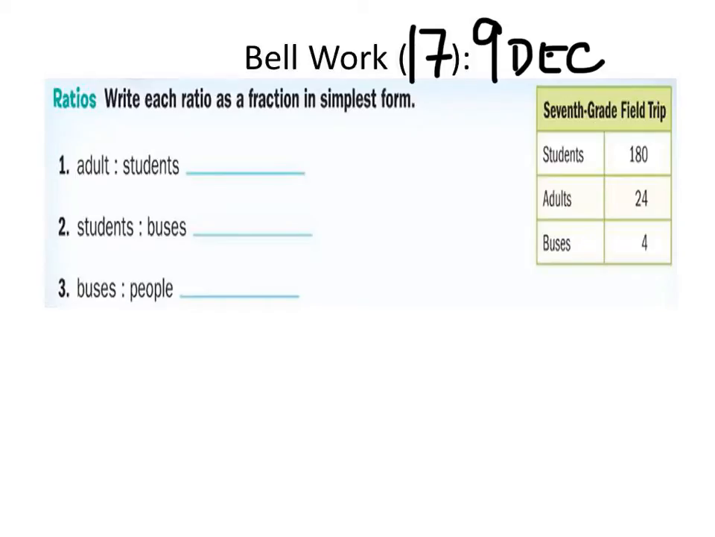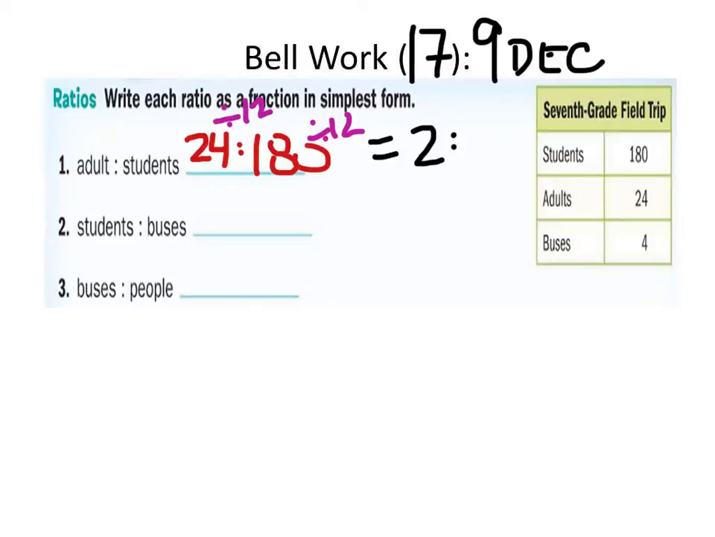This first one wants the ratio of adults to students. We can see how many adults there are: 24, and 180 students. But this is not complete because it wants it in simplest form. What we've got to do is divide both of these by 12, and that would give you 2 to 15.